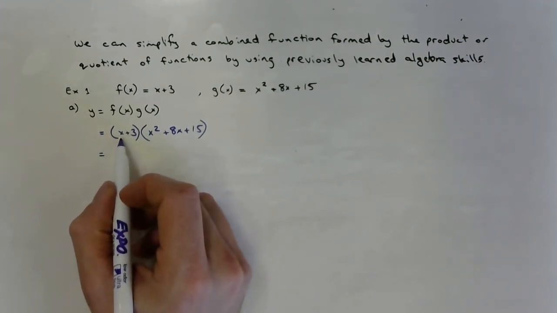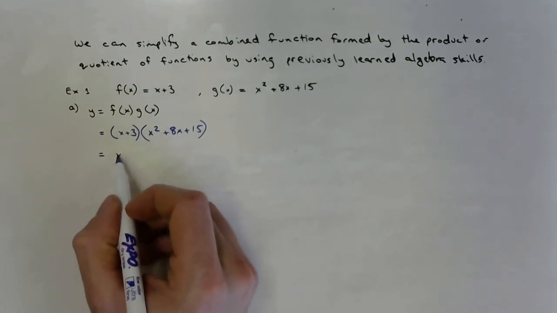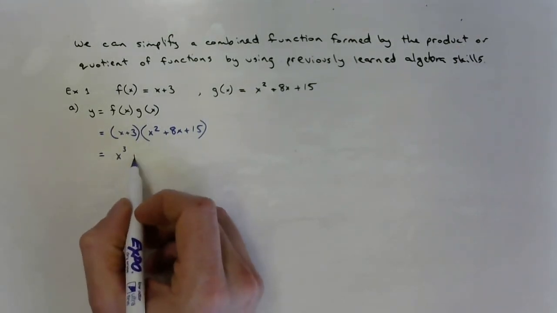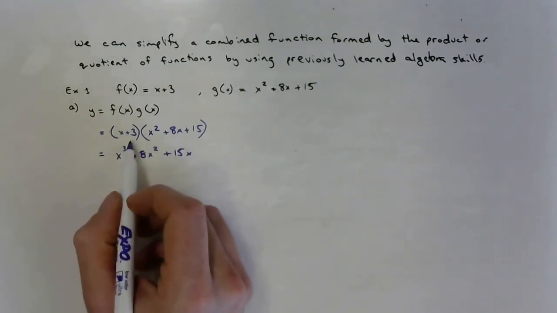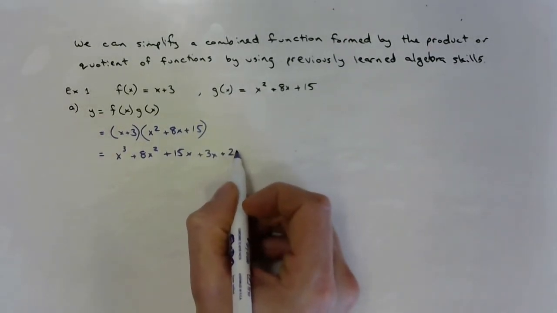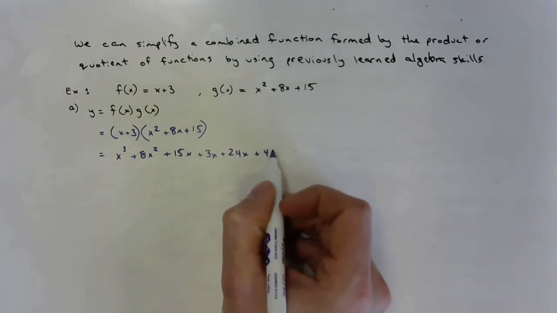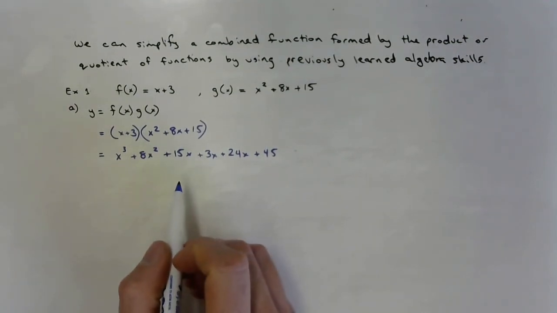So first, I'm going to deal with all of them multiplied by this x, the first term in the binomial. So we've got x times x squared, that's x cubed, plus 8x squared plus 15x. Now I'm working with the 3. We've got plus 3x squared plus 24x plus 45. That one was pretty straightforward because there are no negatives there, so I didn't have to worry about signs and things like that.